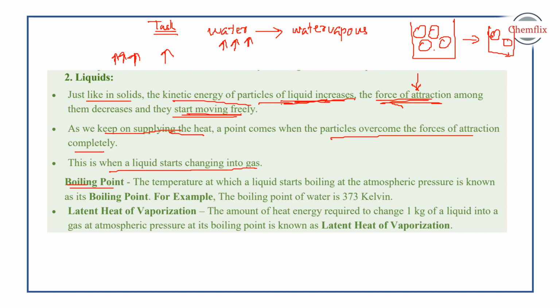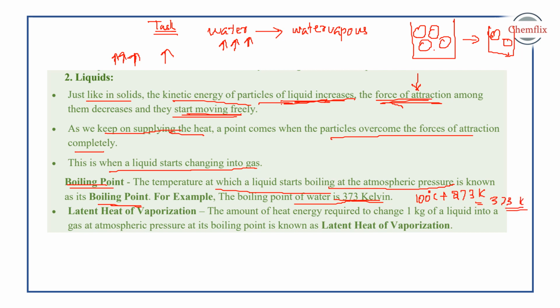That is a particular point called the boiling point, the temperature at which a liquid starts boiling at atmospheric pressure. For example, the boiling point of water is 373 Kelvin. You know it is 100 degrees Celsius, right? 100 degrees Celsius plus 273, we are converting it into Kelvin, you will get 373 Kelvin.